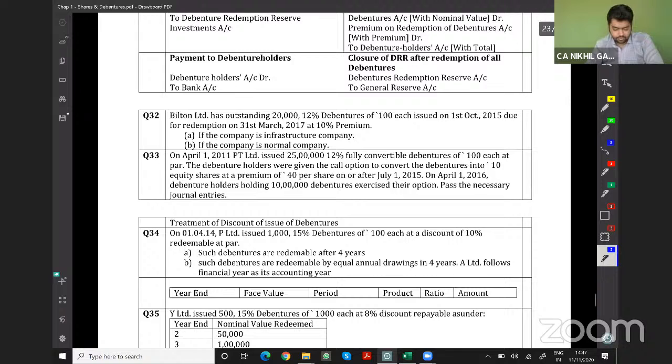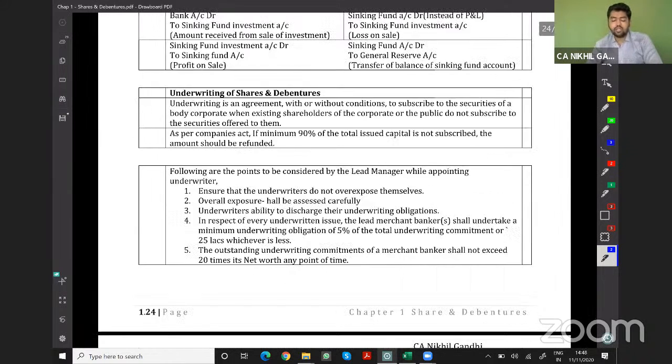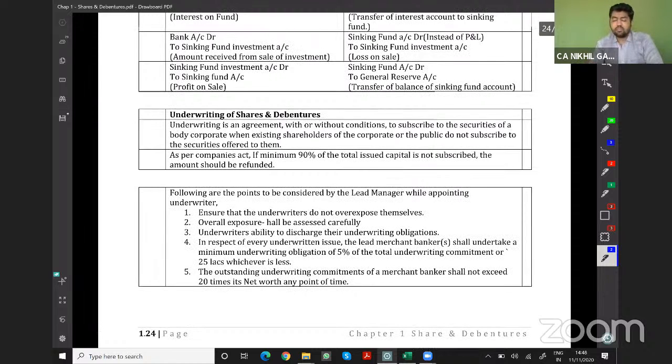We should now jump to underwriting of shares and debentures. We will solve one sum as well in this case. Underwriting is an agreement, with or without conditions, to subscribe to the securities of a body corporate when the existing shareholders or the public do not subscribe to the securities offered. As per the Companies Act, if minimum 90% of the total issued capital is not subscribed, the amount should be refunded.